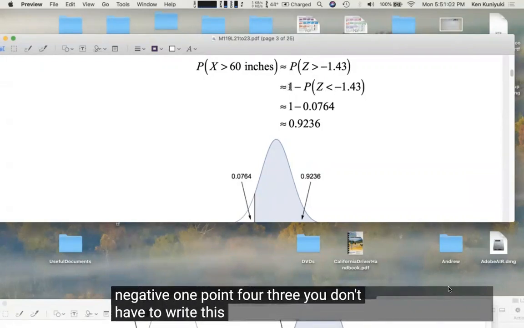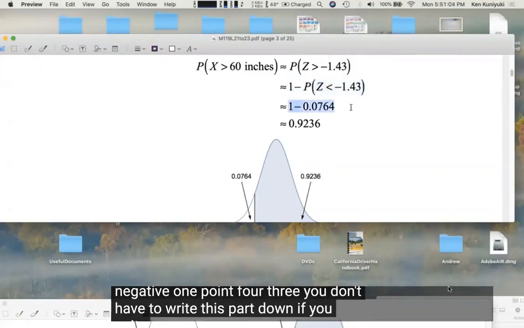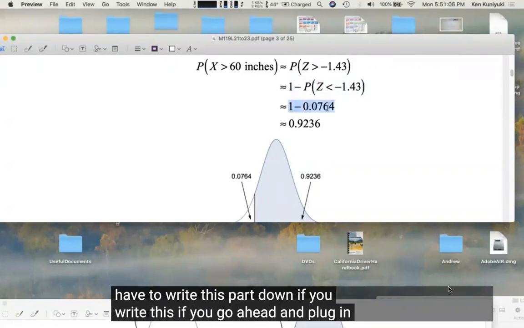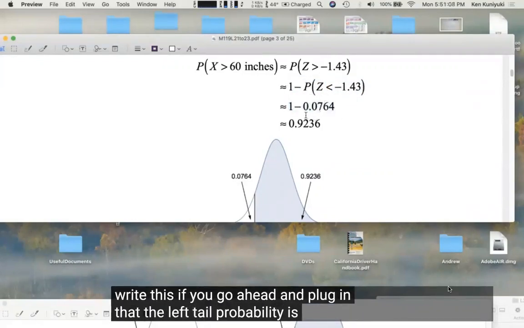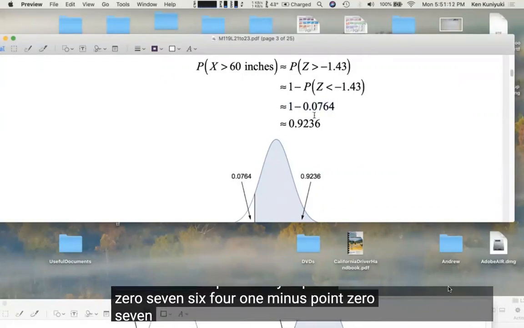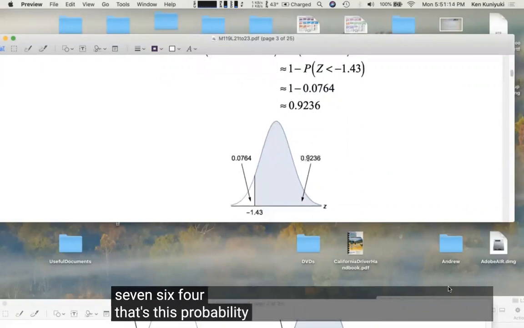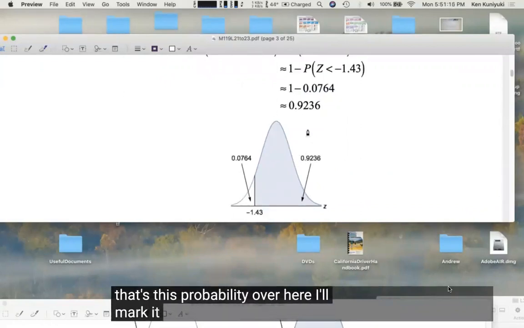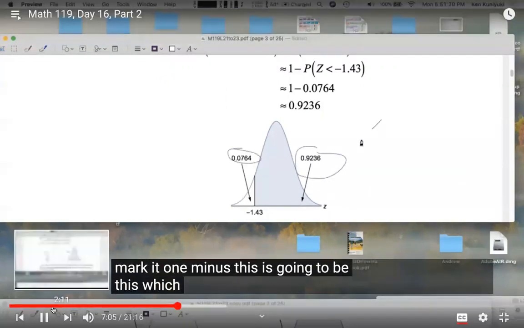You don't have to write this part down if you write this. If you go ahead and plug in that the left tail probability is 0.0764, 1 minus 0.0764, that's this probability over here. I'll mark it. 1 minus this is going to be this, which is our answer.